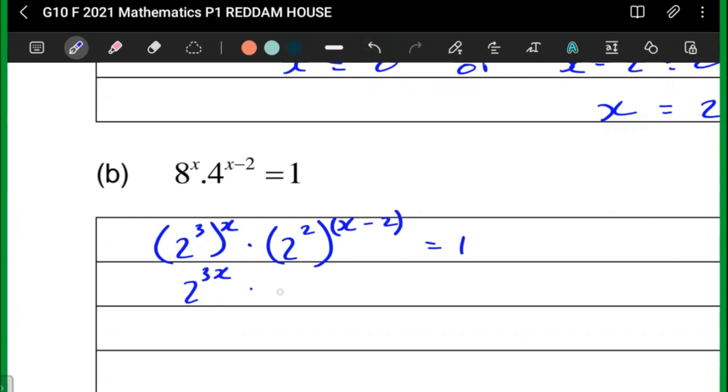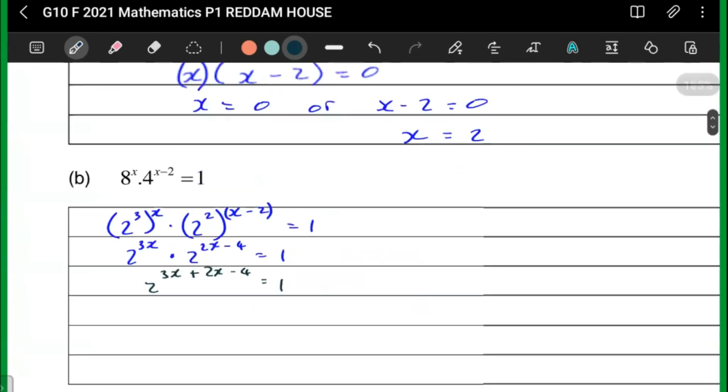We're going to have 2 multiply there. We're going to have like 2x multiply there. We're going to have like 4 equal to 1. So remember, the rule still stands. If your bases are the same and you're multiplying, you add the exponents. So here you can have 2, 3 to the power of x plus 2x minus 4 equal to 1.